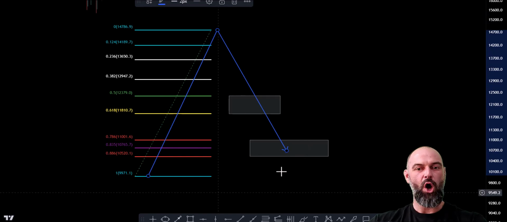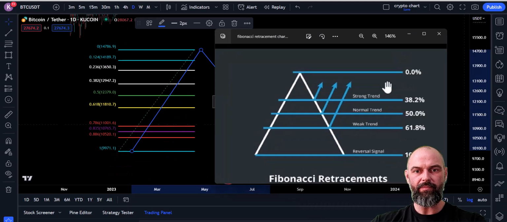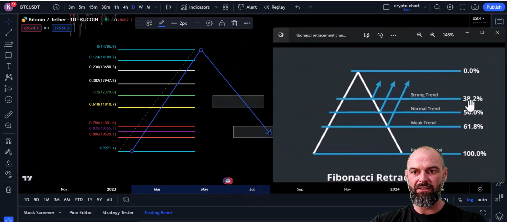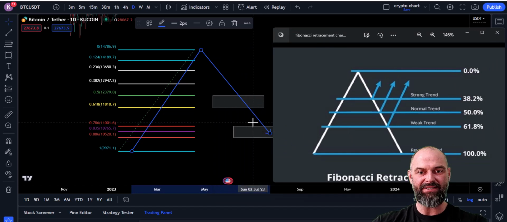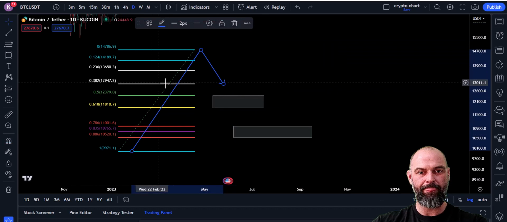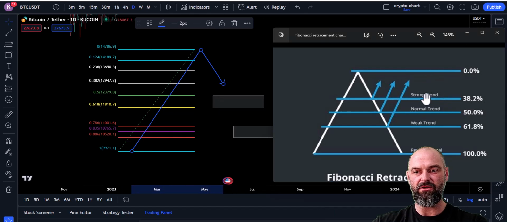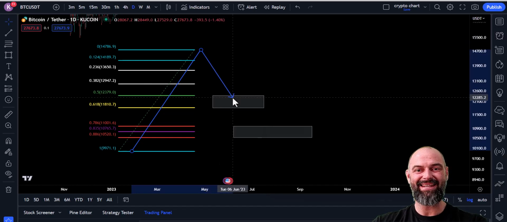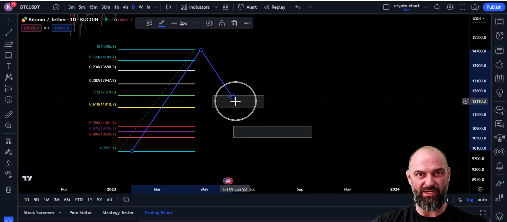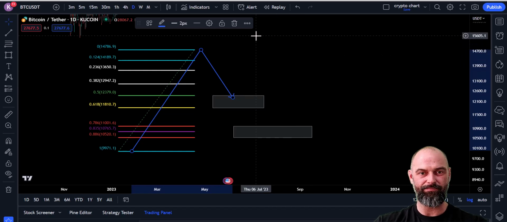All right. All of these have a certain cause and effect. I'm going to give you this. Okay. We got the 382. So when price comes to the 382, which is this one, and bounces off of it, it is a very strong trend. Okay. The normal trend, meaning price typically and normally will retrace 50% before it begins to continue.